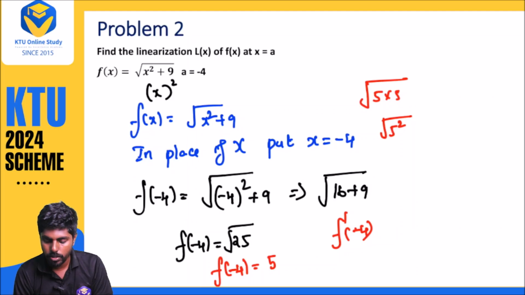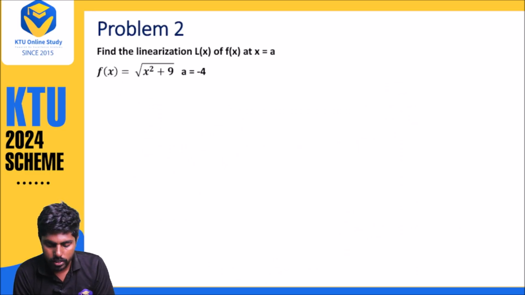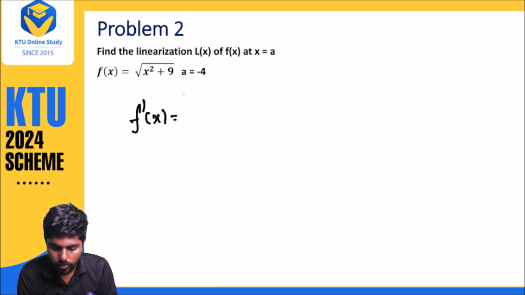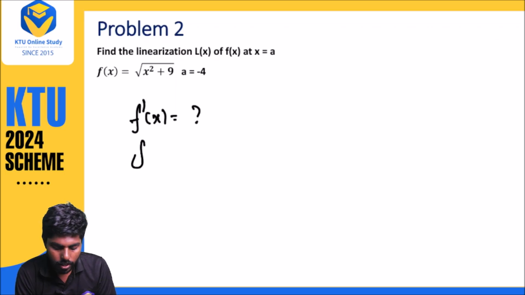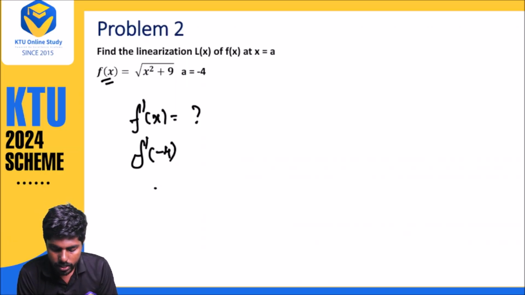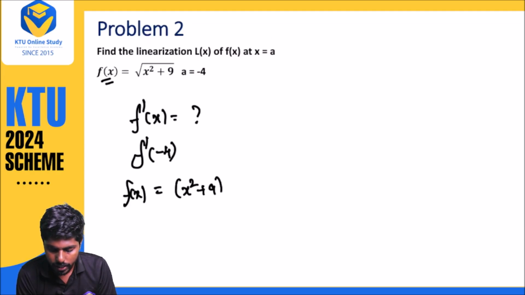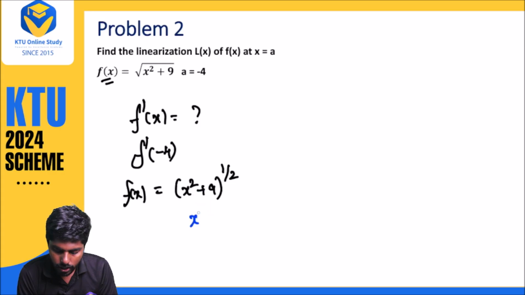Now we want to identify f dash of minus 4. For getting f dash of minus 4, what can we do? We just differentiate. So what is f dash of x? If we identify f dash of x, we can easily find the value of f dash of minus 4. So we want to differentiate. We can make it very simple: f of x is equal to x square plus 9, to the power 1 by 2. Now consider it in the x power n form.